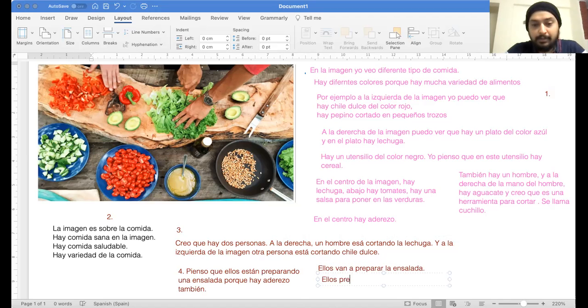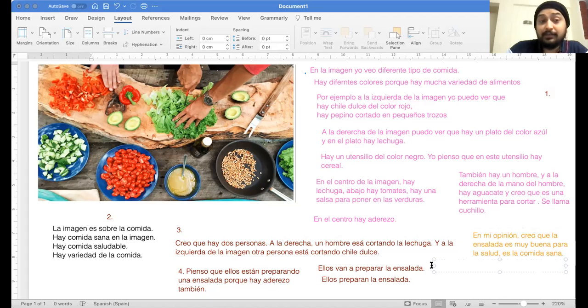O ellos preparan la ensalada. Right? And if you have time, less than 2 minutes, you can also mention your personal opinion. In my opinion, just give what the importance of salad is, what its benefits are. Creo que la ensalada es muy buena para la salud. Es la comida sana. And you can also give your opinion. What do you think? Do you like salad or you don't like it?